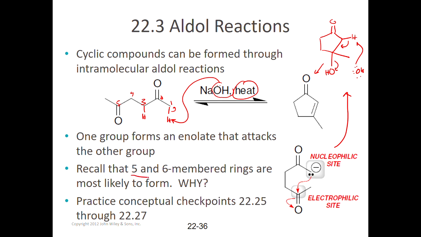So you want to be aware of 5 and 6 membered rings forming through this Aldol reaction as well. As long as you can make an enolate site that's 5 or 6 atoms away from another carbonyl, you would expect that to happen intramolecularly. Because the 5 and 6 membered rings have very little ring strain, very little angle strain or torsional strain associated with 5 and 6 membered rings.